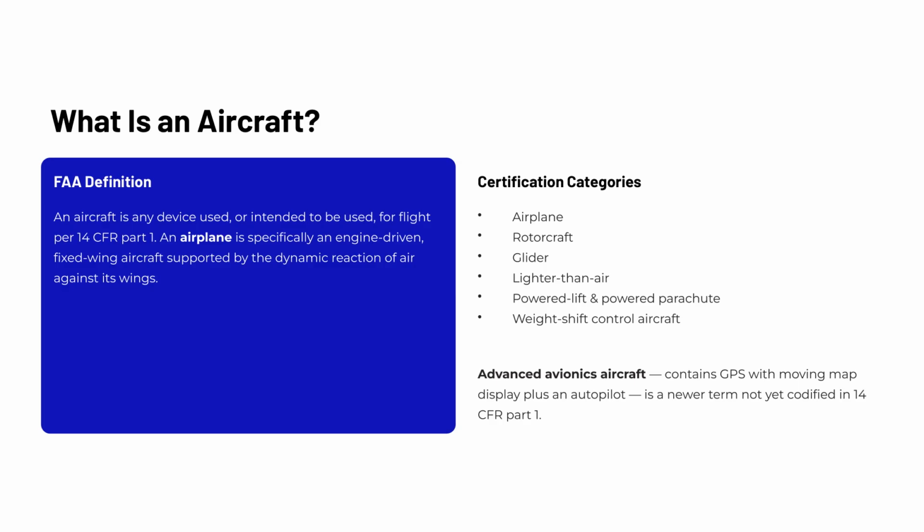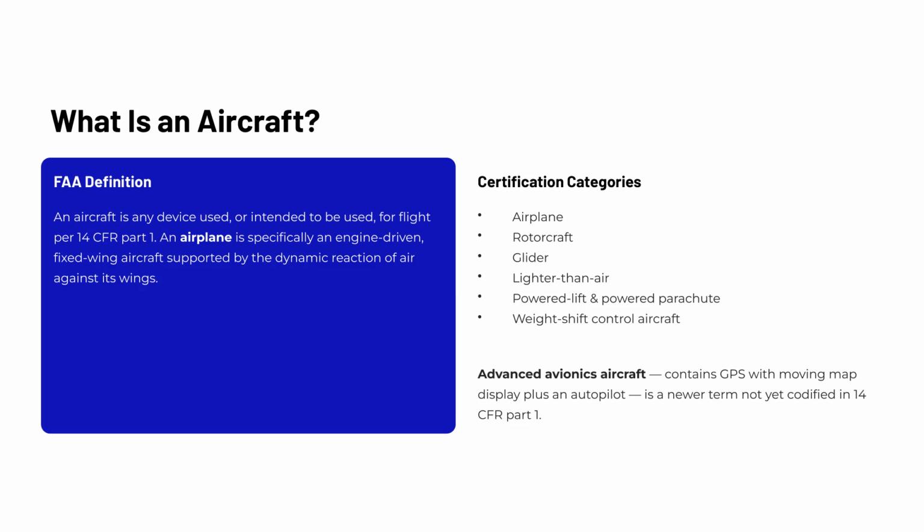The Federal Aviation Administration defines an aircraft as any device used or intended to be used for flight, as outlined in 14 CFR Part 1. Within that broad definition, an airplane is more specifically an engine-driven, fixed-wing aircraft that is supported by the dynamic reaction of air against its wings. That distinction matters because not everything that flies is an airplane.